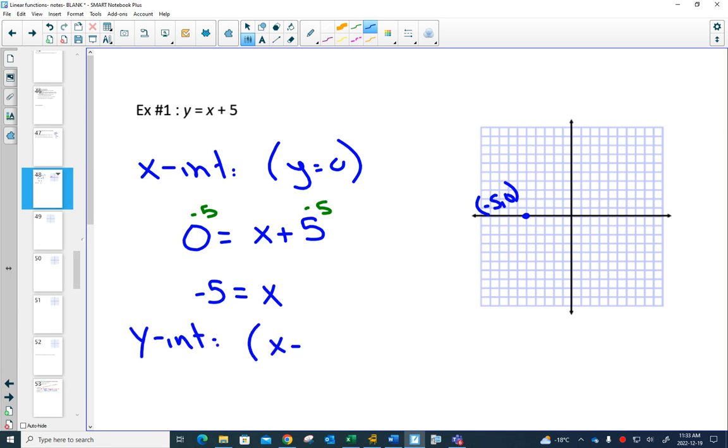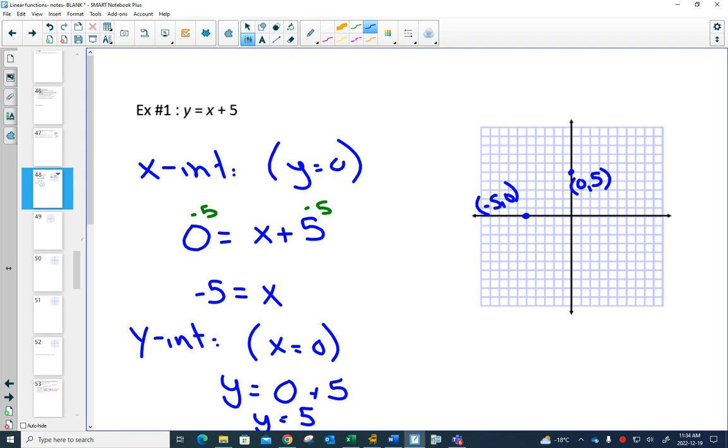To find your y-intercept, same process, but now you're plugging in 0 for x. You would get y equals 0 plus 5. So y is just equal to 5. 1, 2, 3, 4, 5. Label that point, and technically that's enough to make sure that you've got it right.